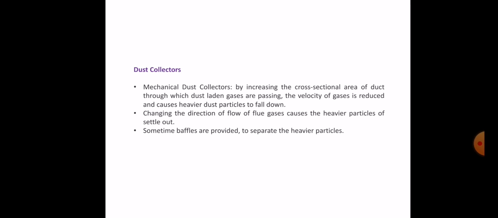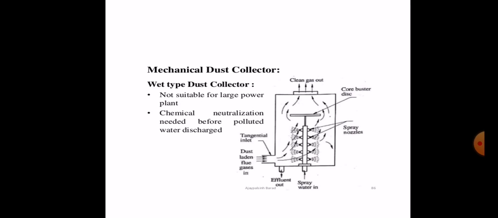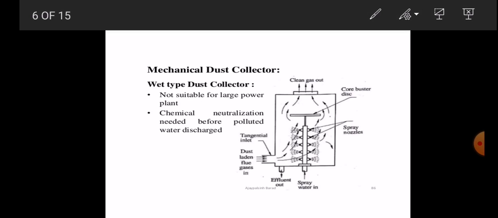First you can see mechanical dust collectors. By increasing the cross-sectional area of the duct through which dust-laden gases are passing, the velocity of the gases is reduced, which causes heavier dust particles to fall down. Changing the direction of flow of the flue gases causes the heavier particles to settle out. Sometimes baffles are provided to separate the heavier particles. Over here you can see the wet type mechanical dust collector.